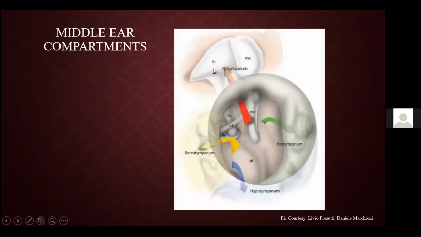So let's study the endoscopic anatomy of each of these middle ear compartments. First, starting with the posterior compartment, that is the retrotympanum. So this is the left ear of the patient, middle ear.